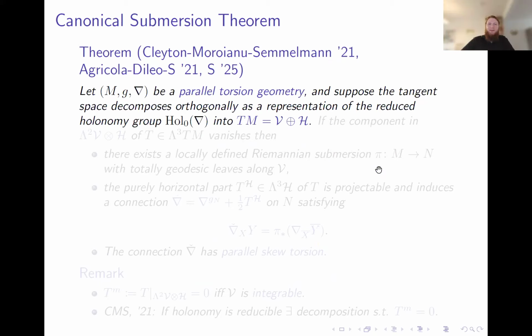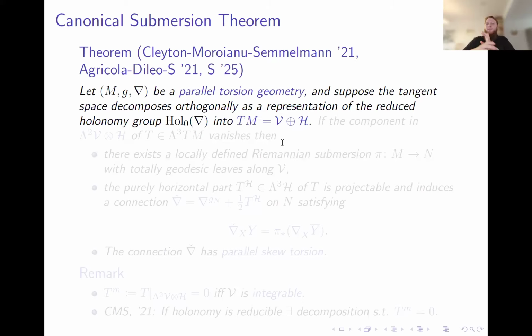So there is a theorem that generalizes de Rham's theorem, and the first instance of this was done by Clayton, Moroianu and Semmelmann, and then we worked on it in a paper with Ilka Agricola and Giulia De Leo and extended the theorem. The version I'm going to present is from a paper I published last year. So suppose we have a parallel torsion geometry, and then we have a reducible holonomy representation.